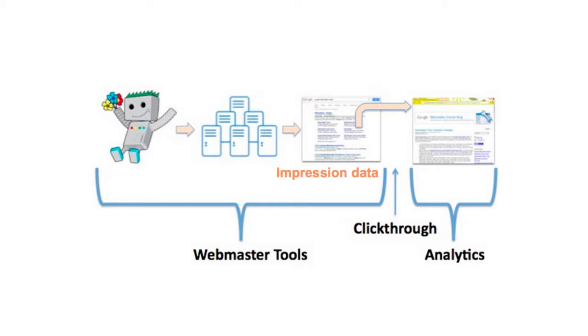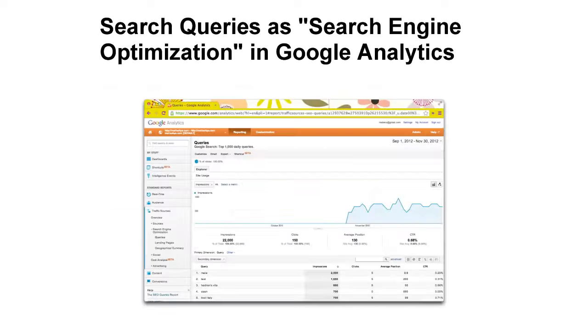Search queries, however, also displays impression data, meaning you'll also have information about searchers when they see your site, but might not click through. A couple of years ago, Webmaster Tools data was integrated as SEO reports in Google Analytics.